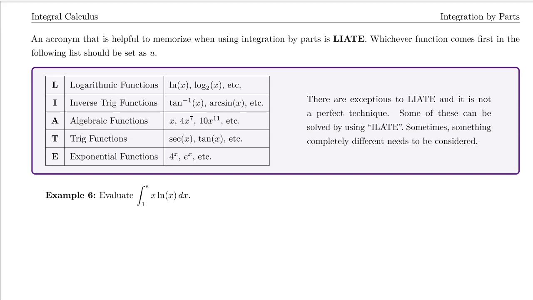Some of these can be solved by using ILATE. Sometimes something completely different needs to be considered. So again, as you're working on integration by parts questions, know that LIATE is not a perfect method. But let's use it in example 6.